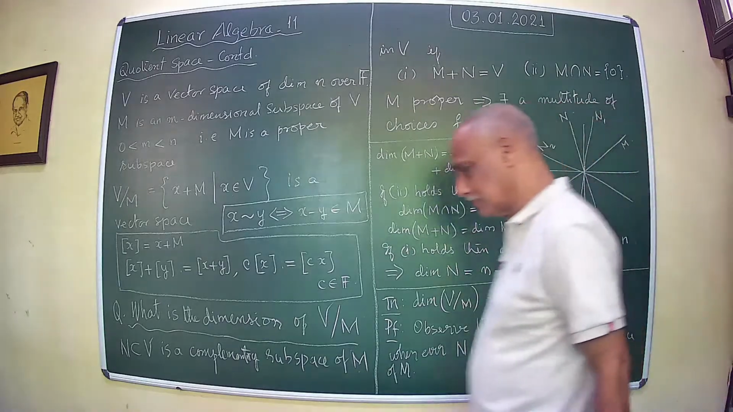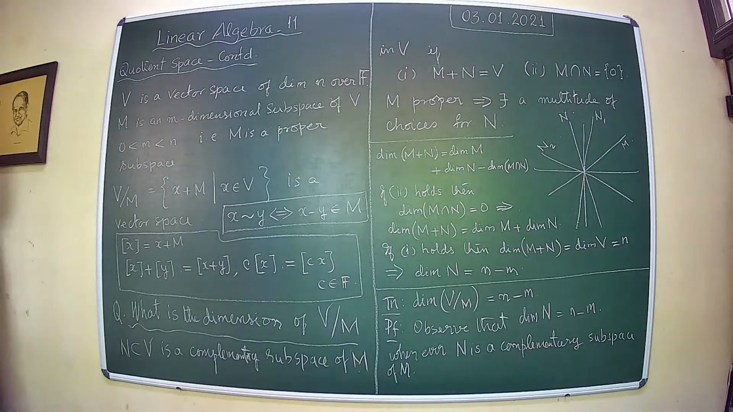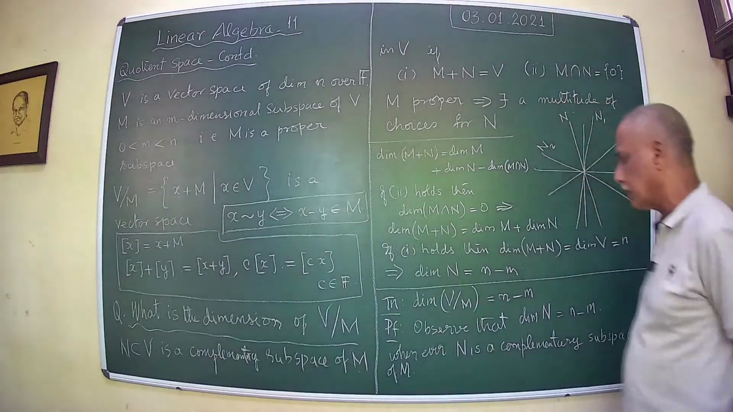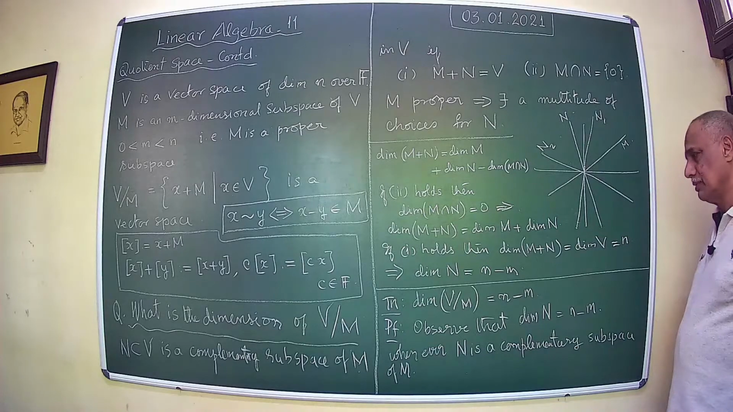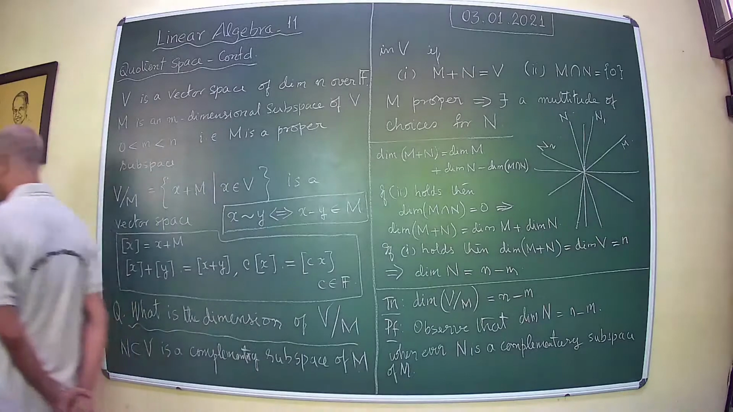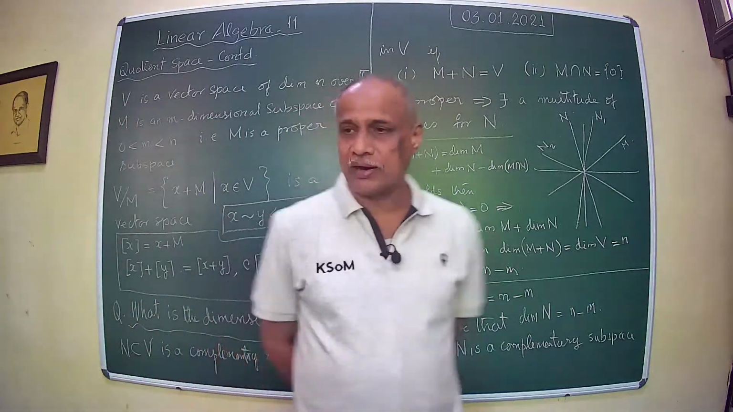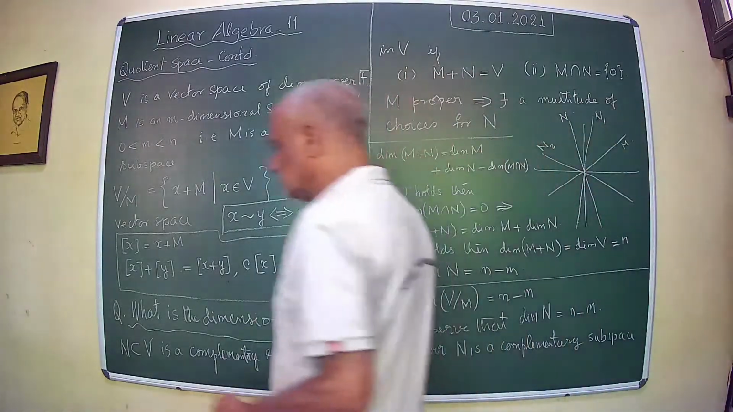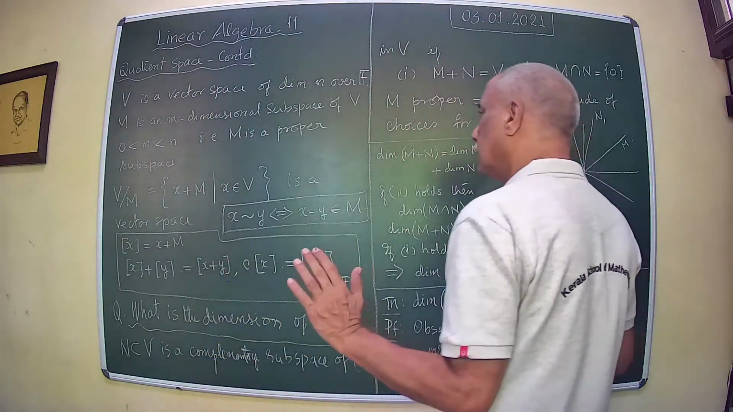Therefore, it suggests a way. Suppose we know a basis for M, then is it possible to compute or concoct a basis for V by M? Okay. So that appears to be a strategy if our theorem is true. So let us explore this. So first thing is that we start with a basis for M.